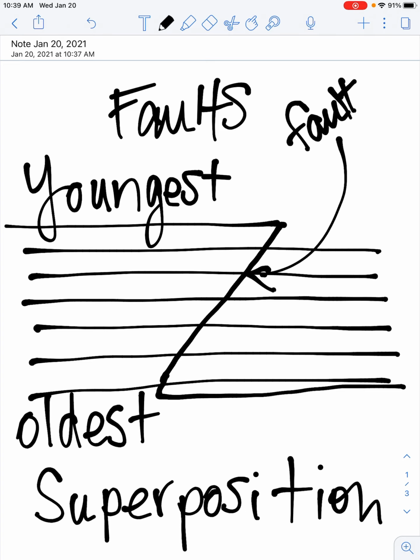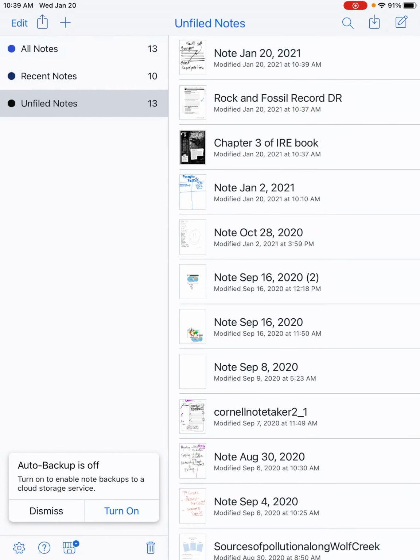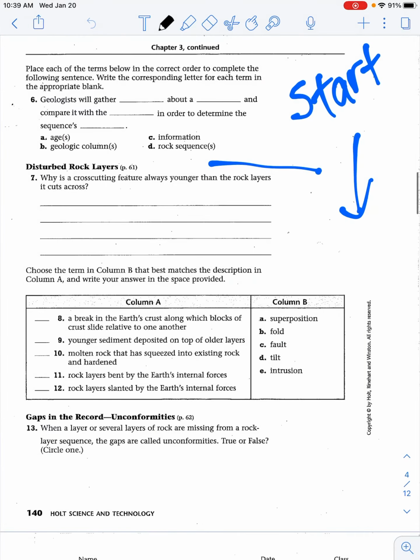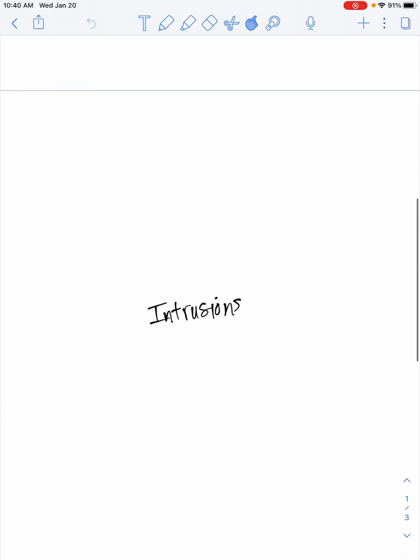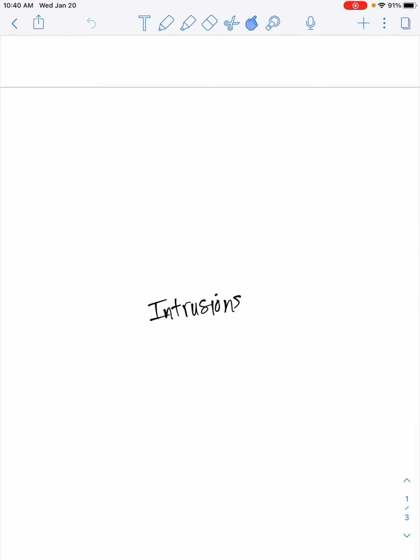Well, the question that you're being asked here is why is a cross-cutting feature always younger than the rock layers it cuts across? Well, if you have a fault, wouldn't you have to have the rock layer there first for the fault to occur? And let me go down to intrusions, because intrusions are also a cross-cutting feature. Cross-cutting means that something cuts into the rock layers.